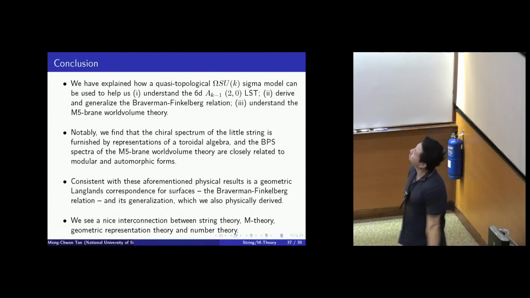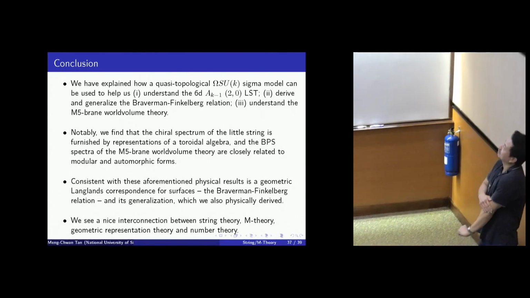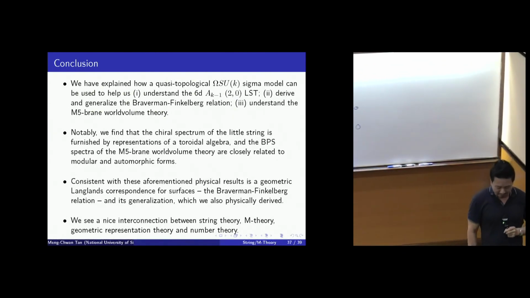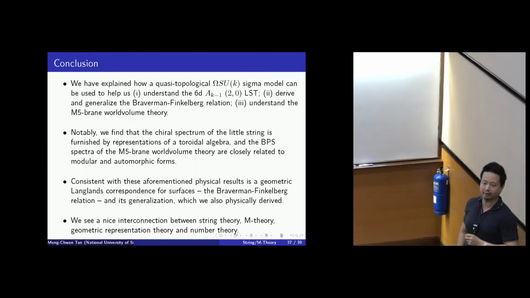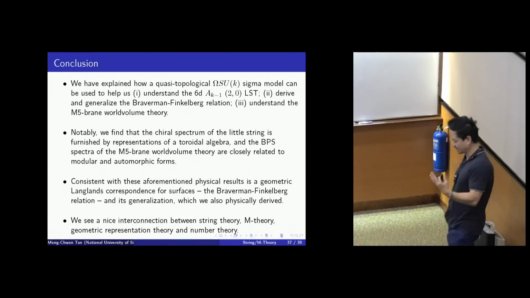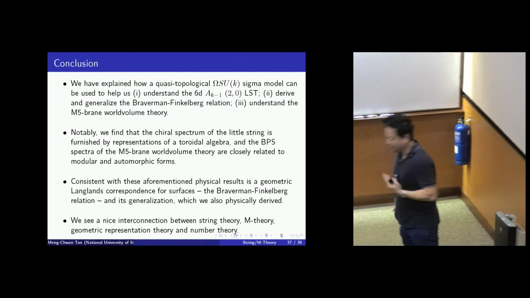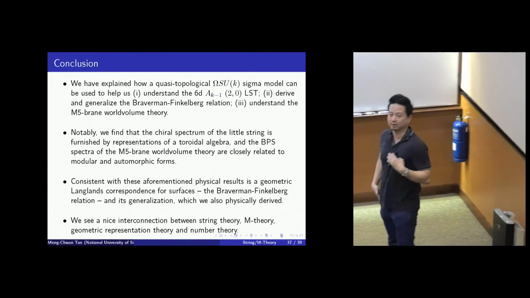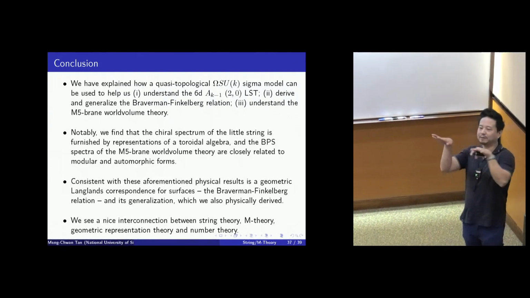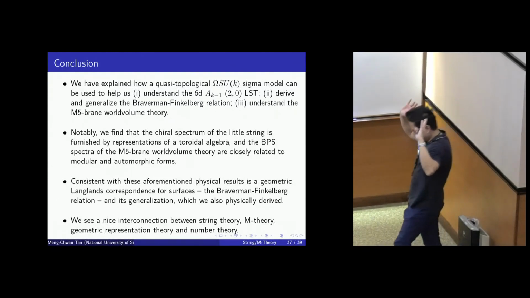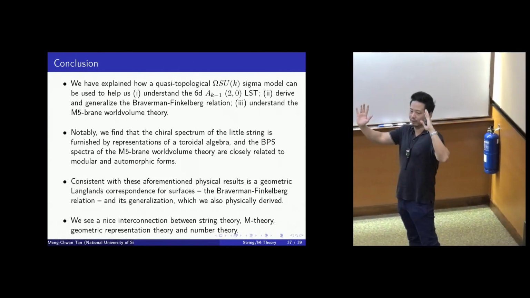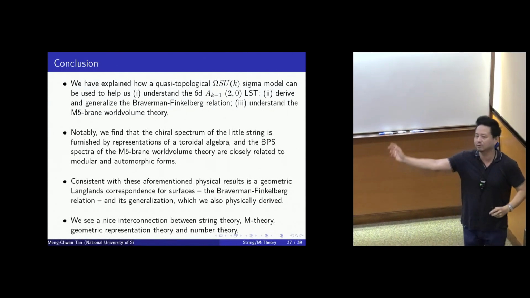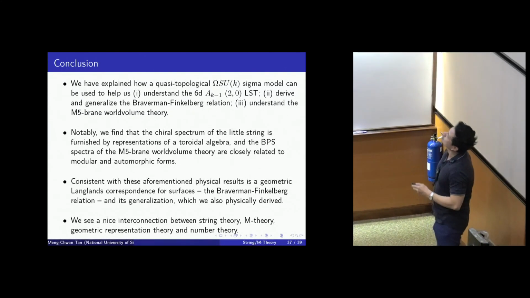To conclude, we've explained how a quasi-topological sigma model on loop group, the (2,2) twisted one, can be used to help us understand 6d (1,0) little string theory, essentially the ground states and the left excited states. It can be used to derive and generalize the Braverman-Finkelberg relation, which is about a geometric Langlands correspondence, not for curves, but for surfaces. For the mathematicians in the audience, it's just replacing the geometric Satake isomorphism, the curve on one side, with a surface. They find that it's going to be representations of an affine algebra. So we have done that.